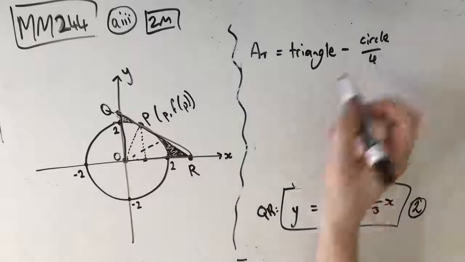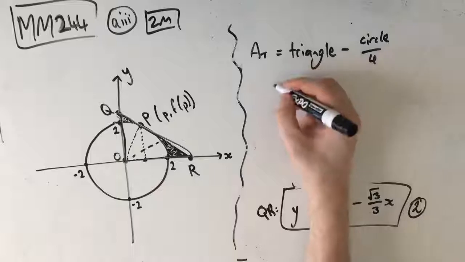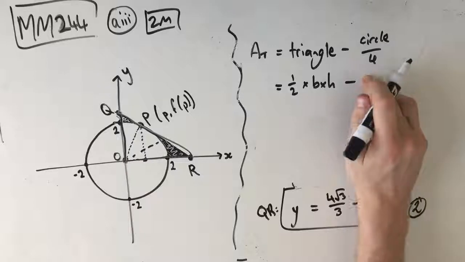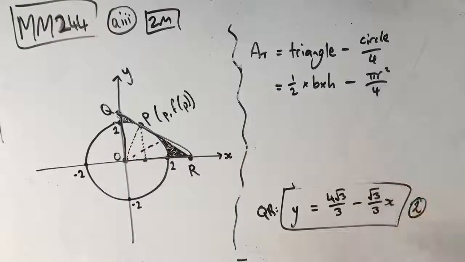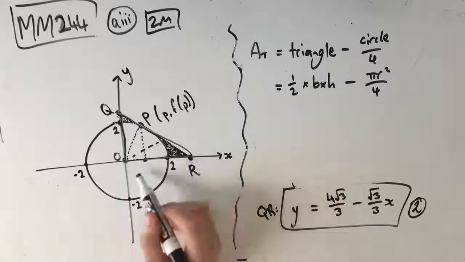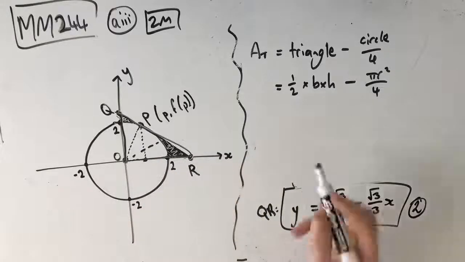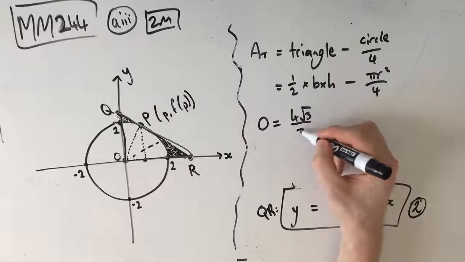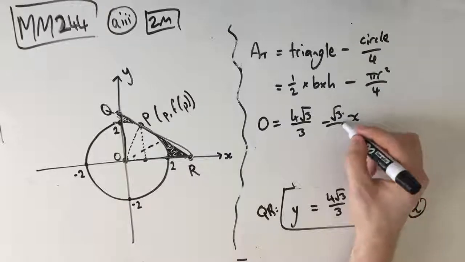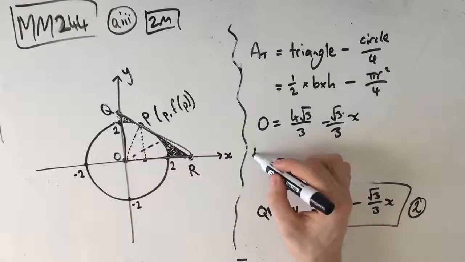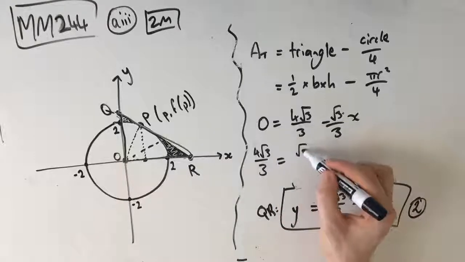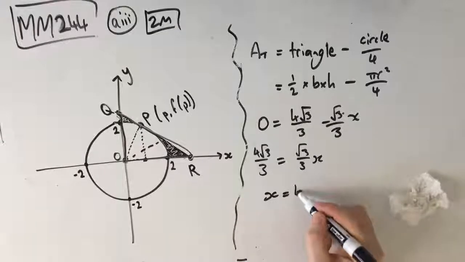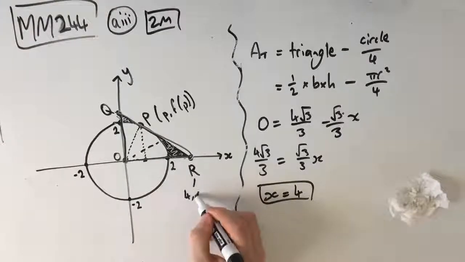Because it's a quarter circle. So we know that our circle has a radius of 2, so that's all good. But to work out the area of the triangle, we're going to need our base and our height, right? Half base times height minus pi r squared over 4. And in order to figure out our base, we're going to need to find our x-intercept of our QR, which means that we're going to let y equal 0. So coming from this equation here, we get 0 equals 4 root 3 over 3 minus root 3 x over 3. Therefore, 4 root 3 over 3 equals root 3 over 3x. So then, x is equal to 4.